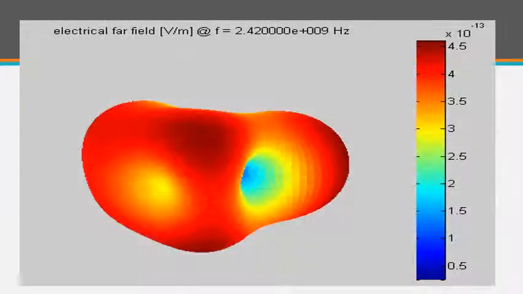Also, here is our electric field in volts per meter at our 2.42 gigahertz frequency. As you can see from this, it is spreading in a radial direction.